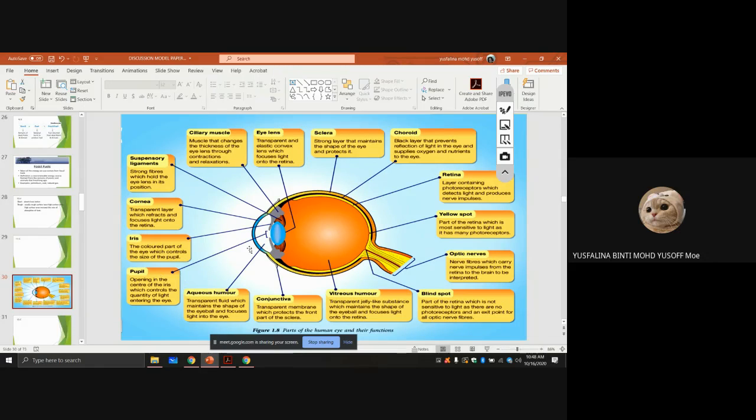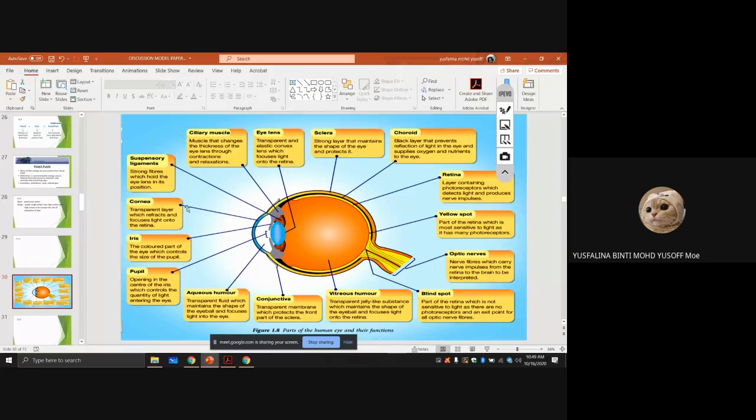And this one is the pupil. This is the opening at the center, which controls the quantity of light. If you shine a torchlight at the eye, the pupil will become small, so it controls the amount of light. And then the next one is the iris, the colored part of the eye, which controls the size of the pupil. So the pupil is actually the opening, and the one that controls the size of the pupil is the iris.